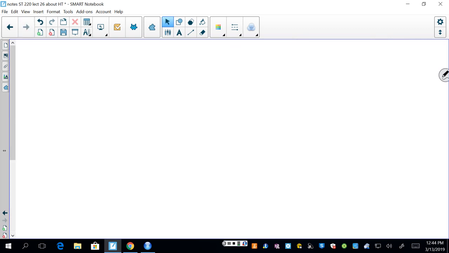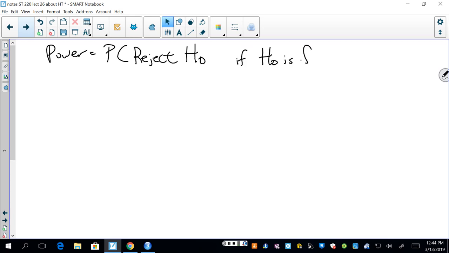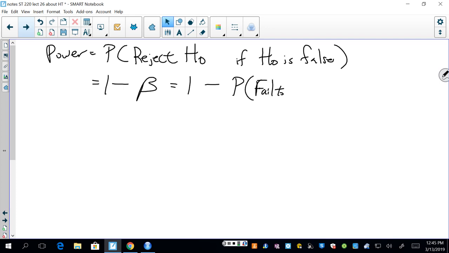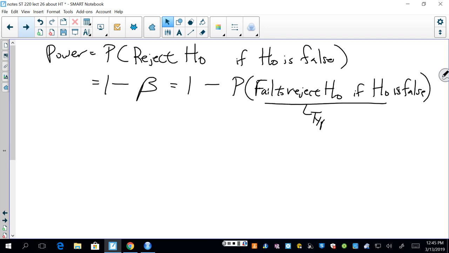So I guess we'll just talk about it. Power is the probability you reject the null hypothesis if H0 is false. And generally we want large power. Power is related to something called beta. Beta is the probability that you fail to reject H0 if H0 is false. And this is the type 2 error.